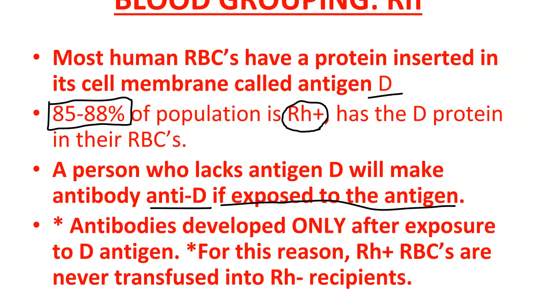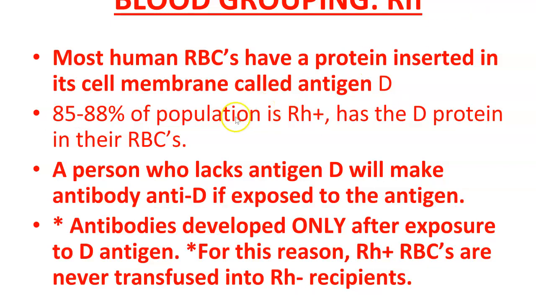And this is a very important concept because the only time the antibody is made is if the blood cells carrying the D antigen are present, are exposed. Otherwise, an Rh negative individual will never make an anti-D antibody. So antibodies develop only after exposure to the D antigen. Rh positive individuals already have the D antigen, they're not going to make the antibody. Rh negative individuals, because they don't have the antigen, if exposed to blood that is Rh positive, they will make an anti-D antibody. For this reason, Rh positive blood is never transfused to Rh negative patients.